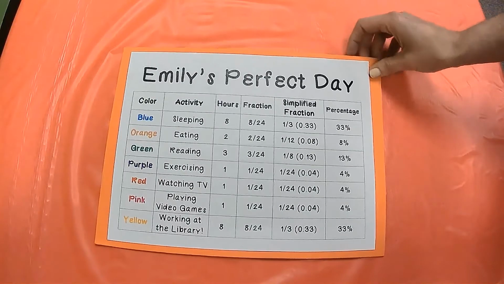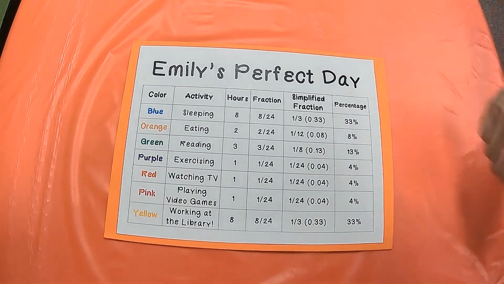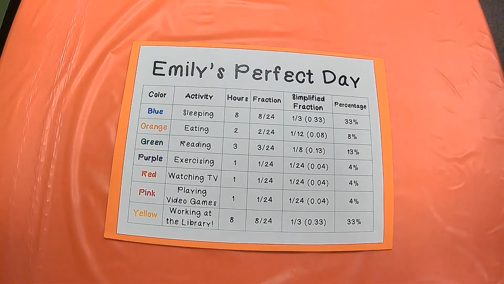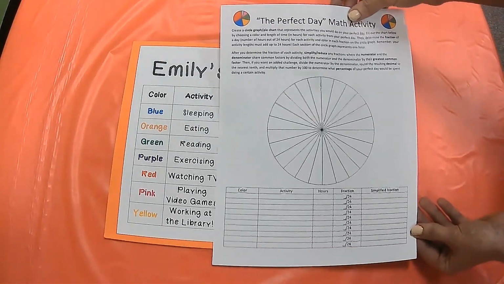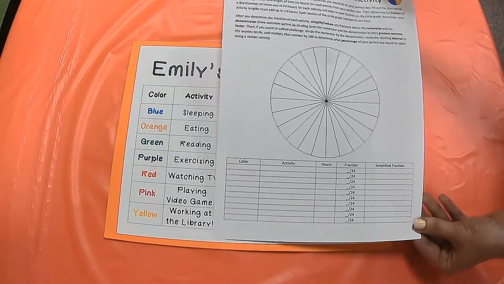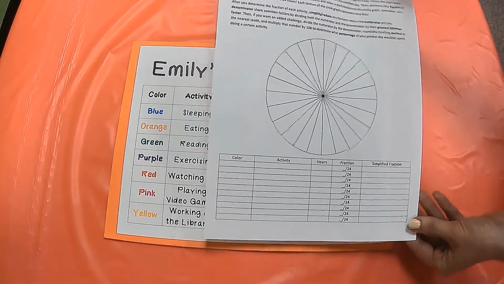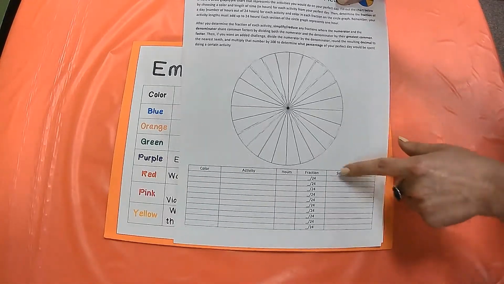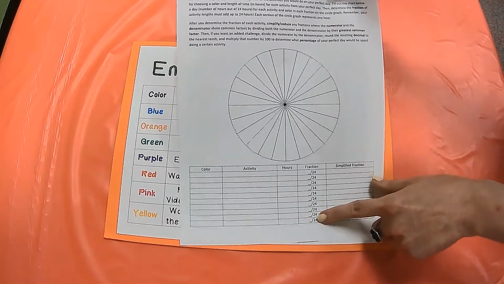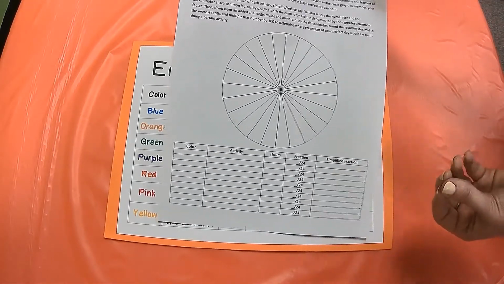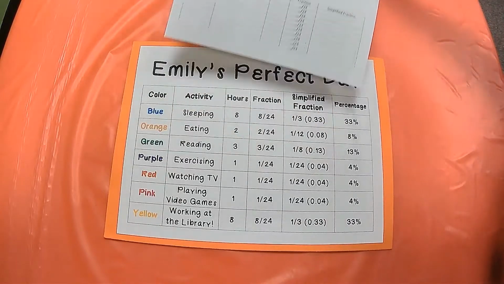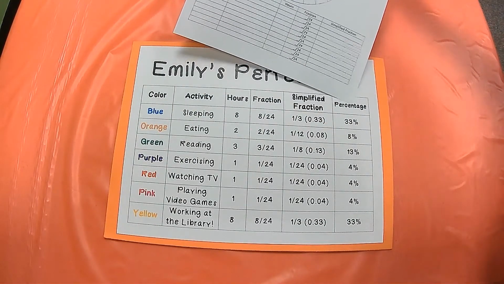All right, so I'm going to get out my chart, which again is the same as the chart on your handout. It's just a little bit larger, so it's easier to see. And you'll also notice on this handout, I just have a column for fraction and simplified fraction, because that's the core of what we're working on today. The percentage is an added challenge.